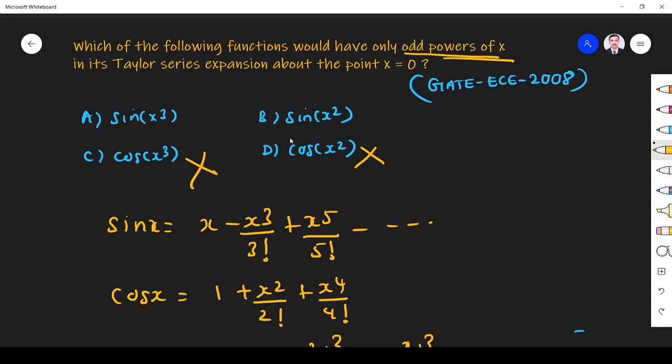So if you take sine, they have given x cube, and x squared. If you substitute x squared, what will happen is x power 5 squared is 10, so it is even, right? Similarly, 7 means 14. After that, what will it become? Minus x power 7 divided by 7 factorial. If you substitute x squared, it will be 14, so even. So this also will produce even. Sine of x cube only will produce odd. So option A is the correct answer.